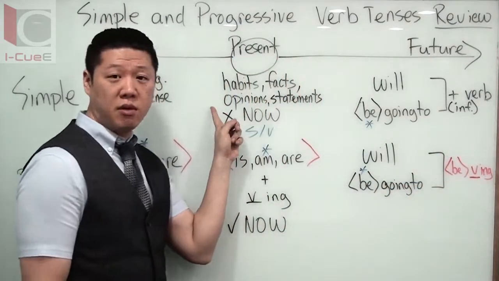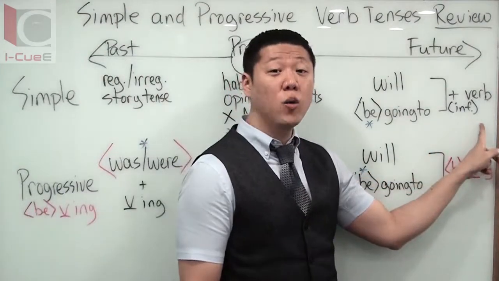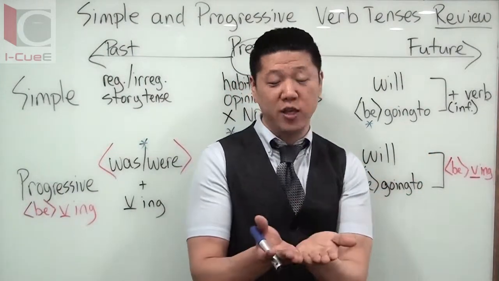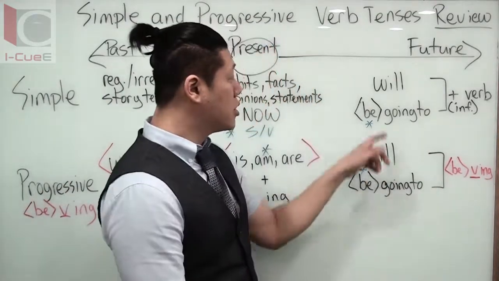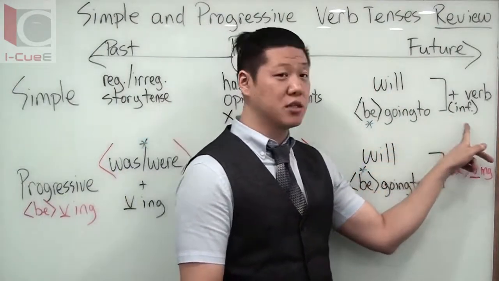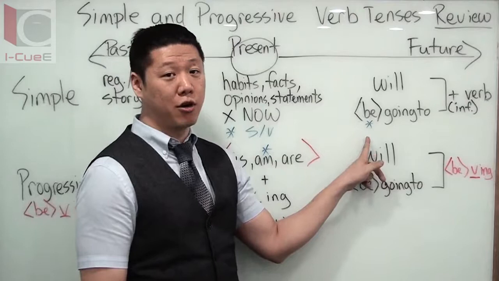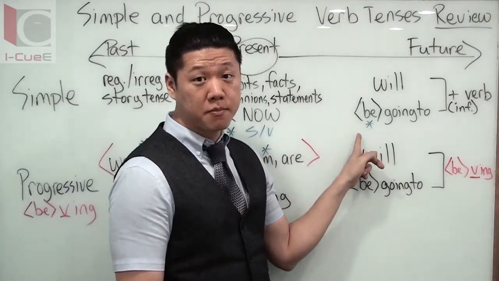These verbs could have an S or not have an S depending on your subject. This verb is always in the infinitive, always the way that you find it in the dictionary, just the base form of the verb. So it's will plus the verb, infinitive, or be going to plus the verb. This be verb, you have to have subject-verb agreement. So is, am, are, okay?